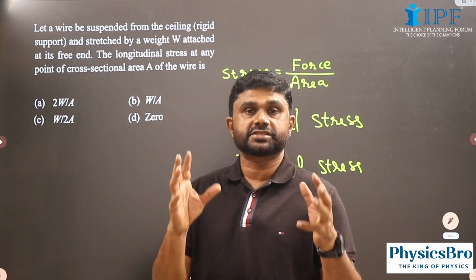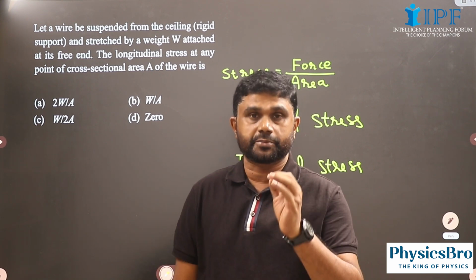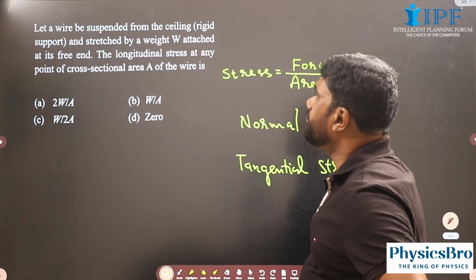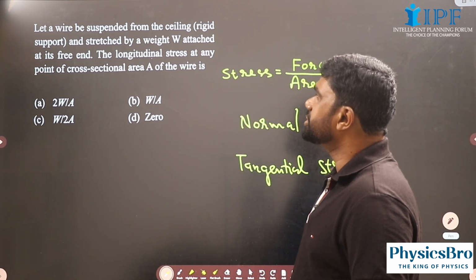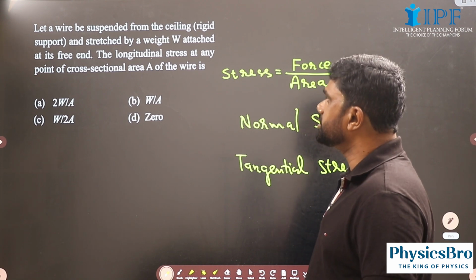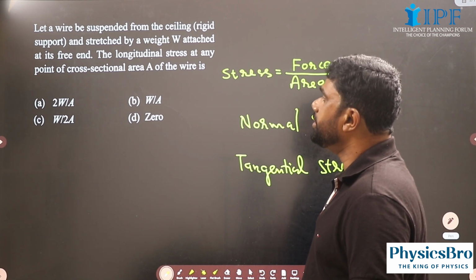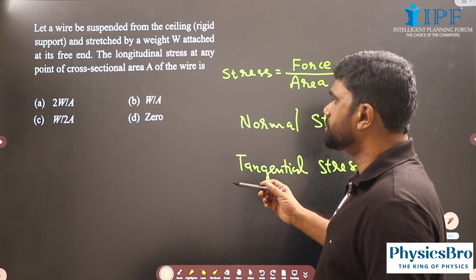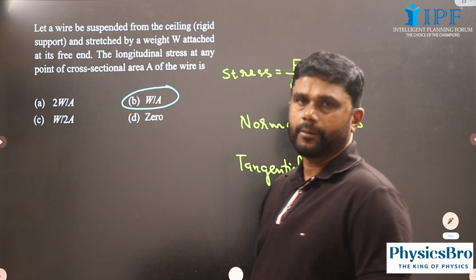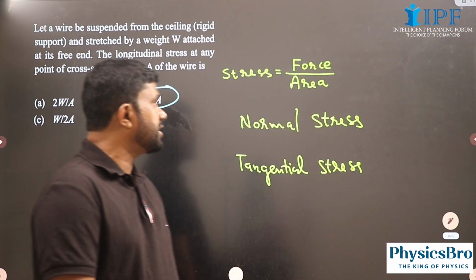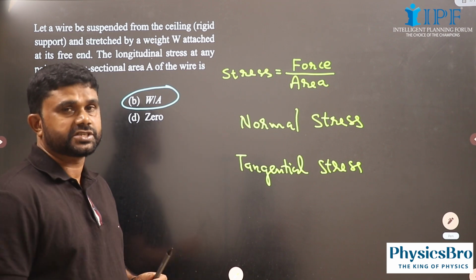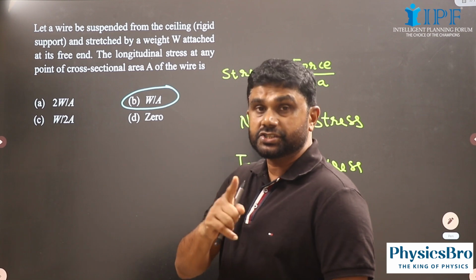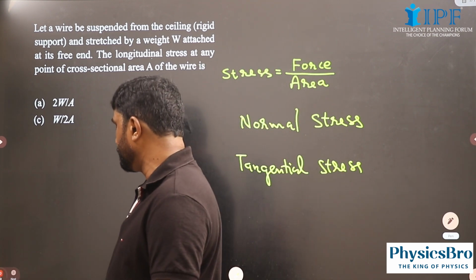See, in this video we will be discussing all the NEET previous questions from the chapter Mechanical Properties of Solids or Elasticity. First question: let a wire be suspended from the ceiling and stretched by a weight W attached to its free end. The longitudinal stress at any point of cross-sectional area capital A of the wire is? That must be W divided by A. Because stress is force divided by area, and there are two types of stress, normal stress and tangential stress. Here the stress is normal and it is weight per unit cross-sectional area, W over A.